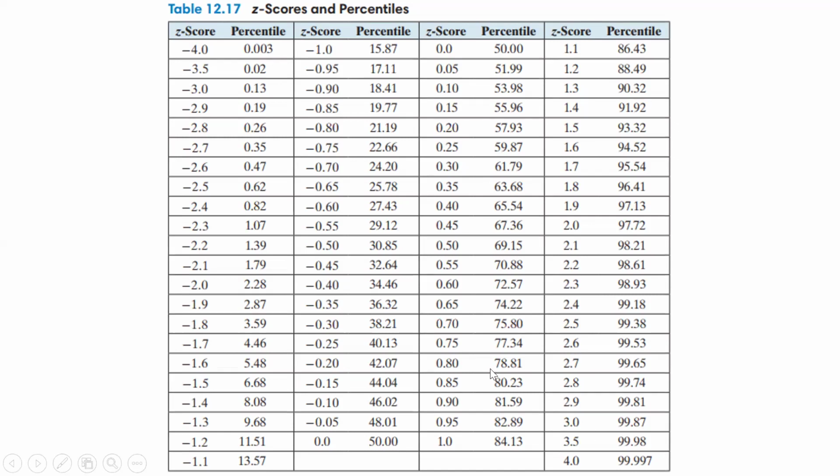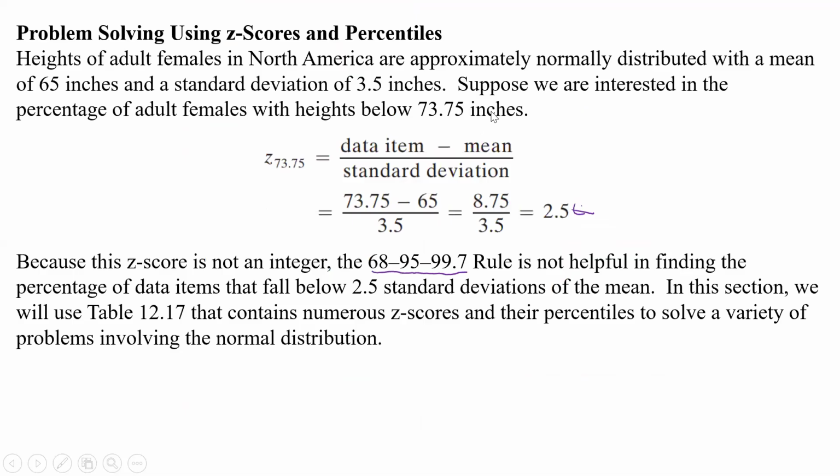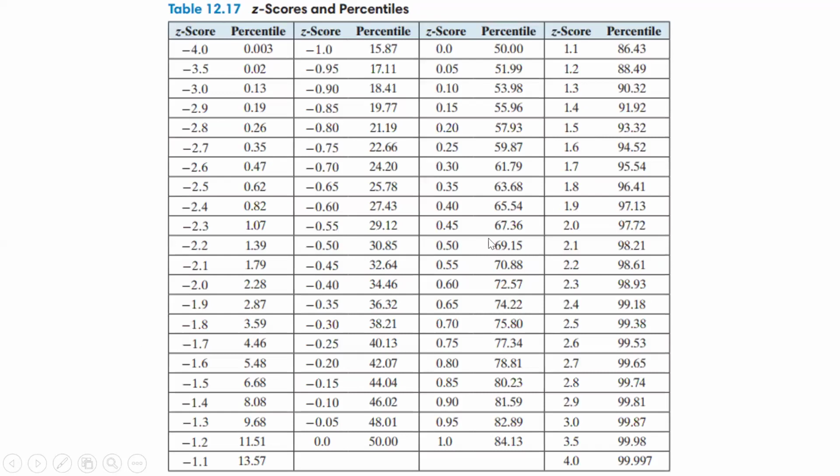What happens is, if we are at a z-score of a negative 0.8, then that means the percentile is 21.19%, so 21.19% of the people are below that. Or if we're all the way at 2.5, well, 2.5 means that 99.38% of the females are going to be below 73.5 inches. So that's how this table is going to work.